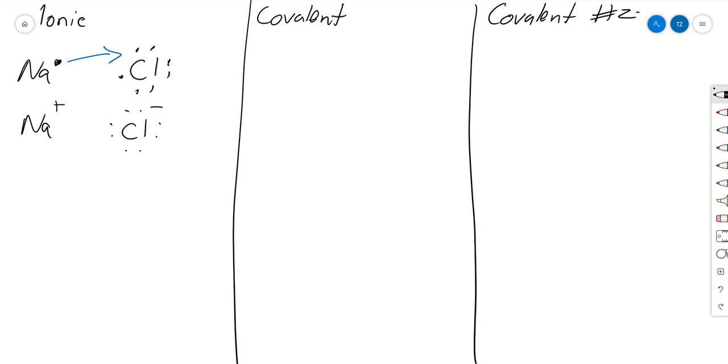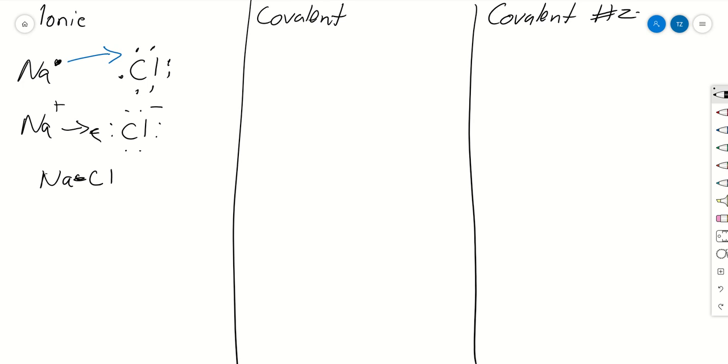So now you've got an electric charge between them, so you can have an electrostatic attraction. That means the sodium is going to attract anything negative towards it. The chlorine is going to attract anything positive towards it. E.g., they're going to pull each other together. That is going to start to form your bond in between them. So that will be your first bond there.